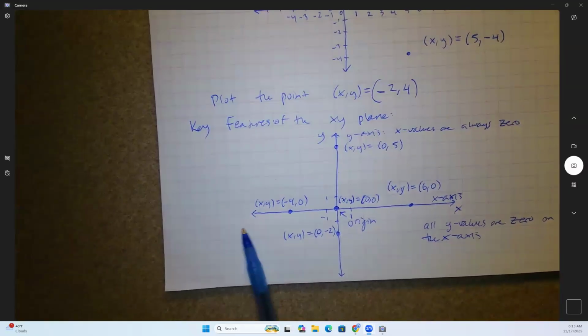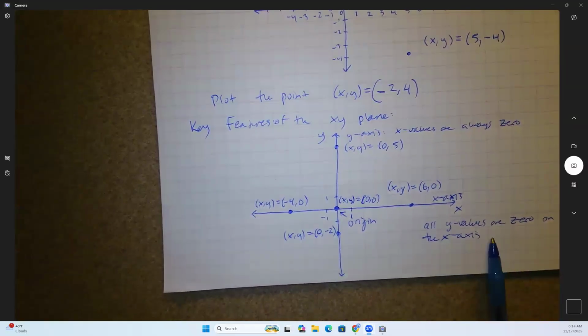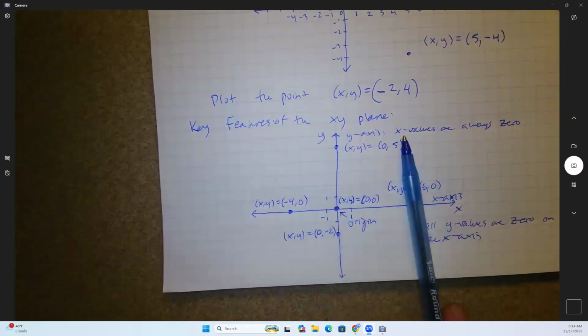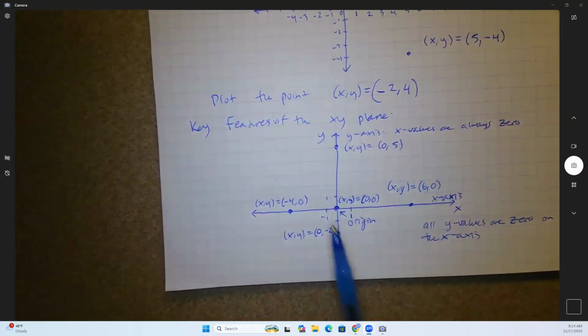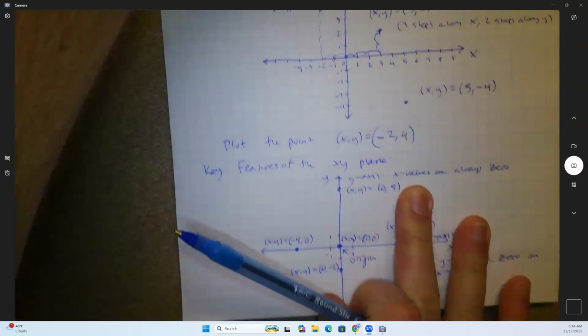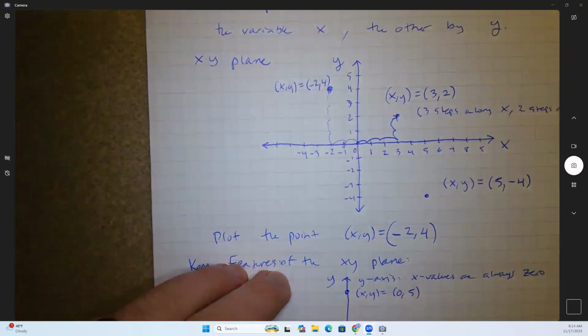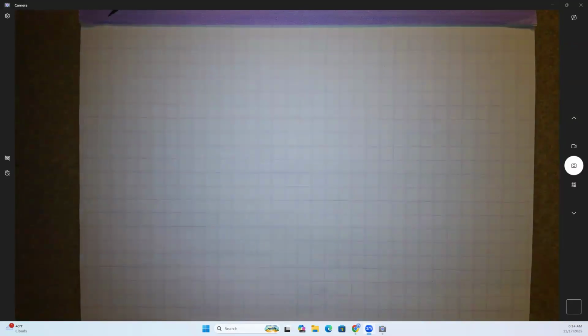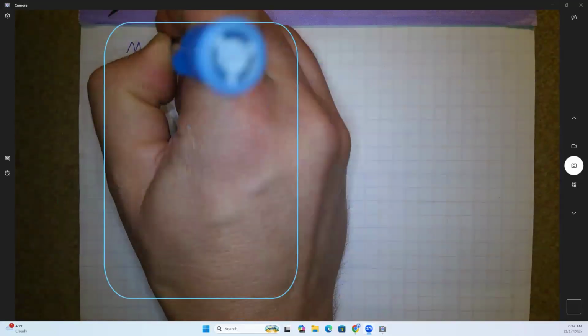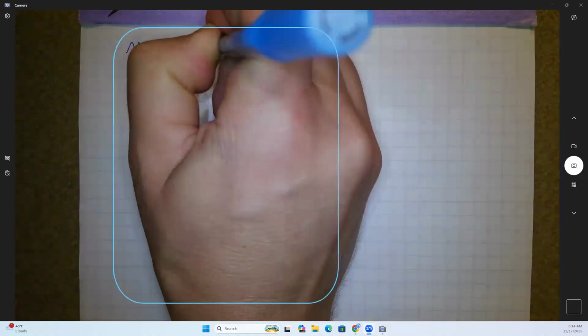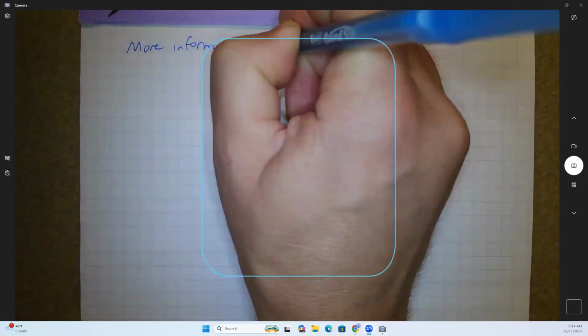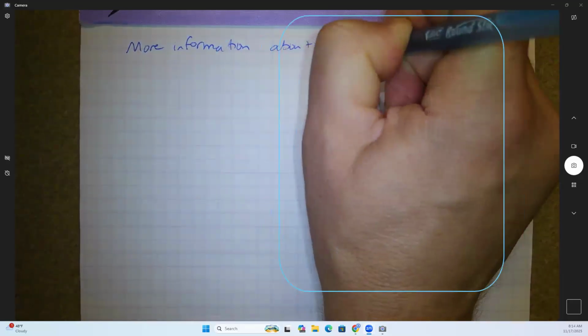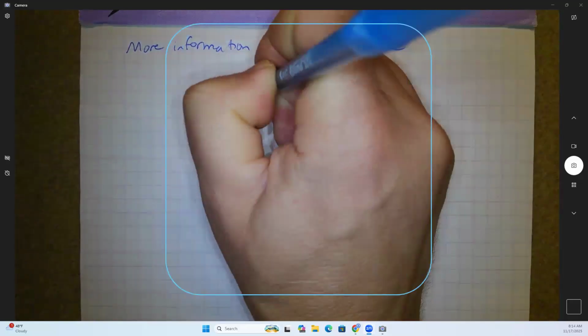So the XY plane has an x-axis where y values are always 0. It has a y-axis where the x values are always 0. And it has the origin where both the x and the y are 0. And then in between those lines, you have what are called quadrants. So I got to draw some more information about the XY plane.